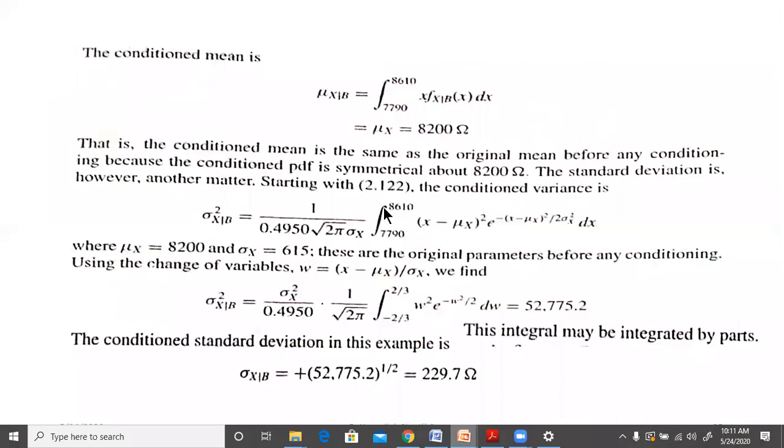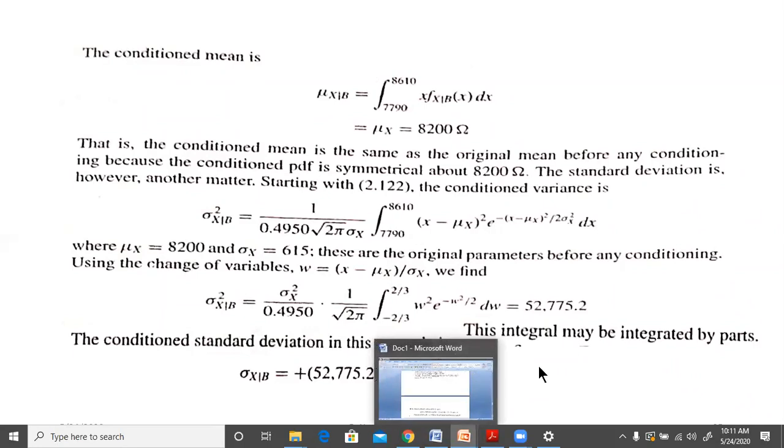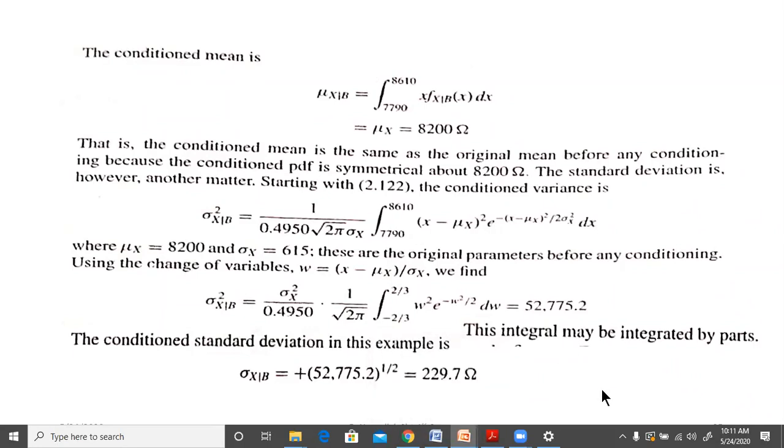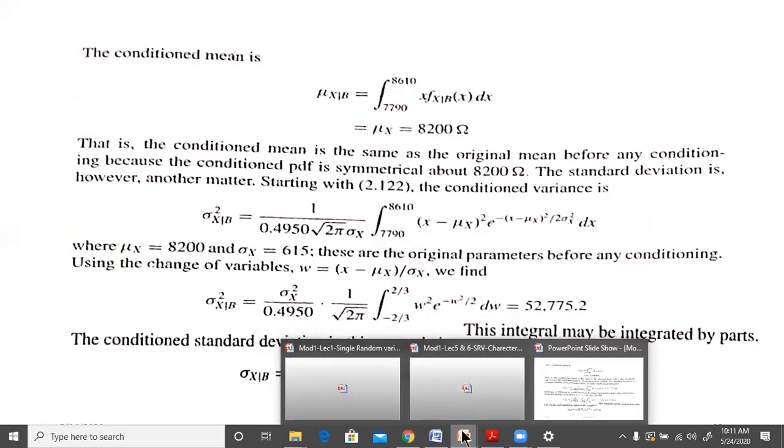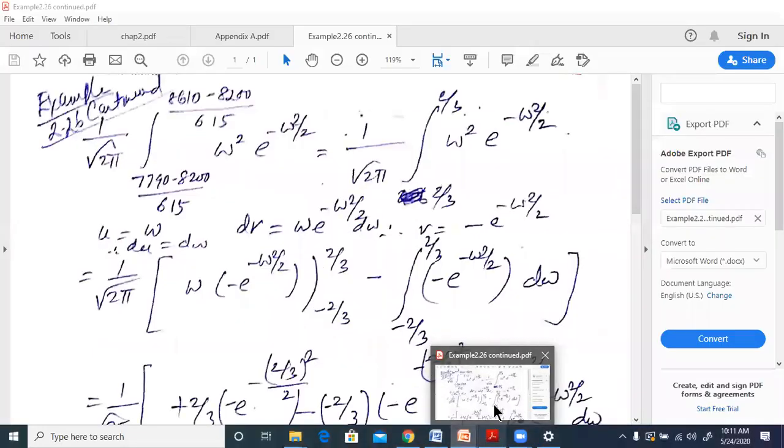So the numerical 2.26, I think I didn't solve it totally. For this we need to do integration by parts. This has to be solved by integration by parts to get this value. You might not get exactly this, but you might get around this figure, somewhere around this value, right? So let us see the solution for the same.